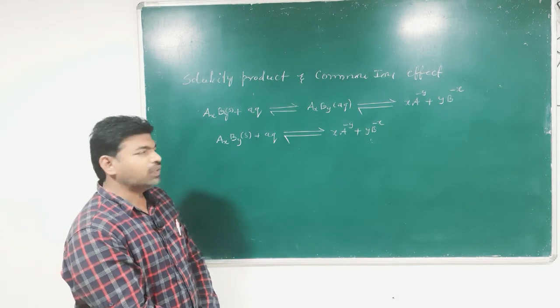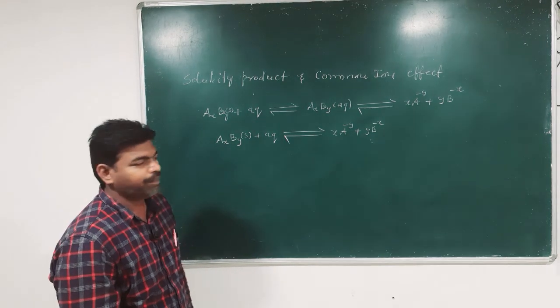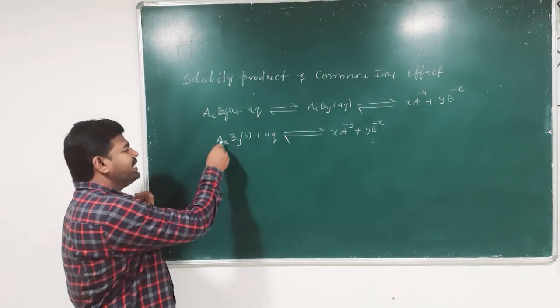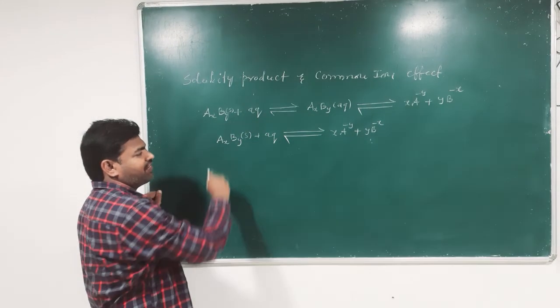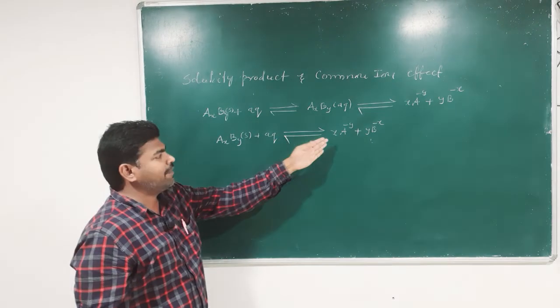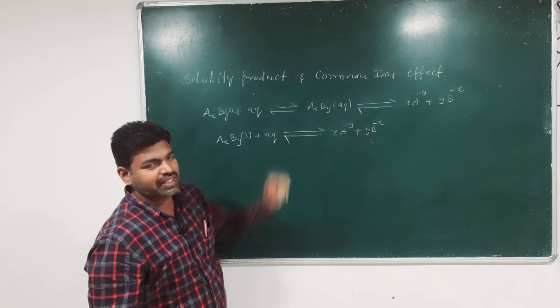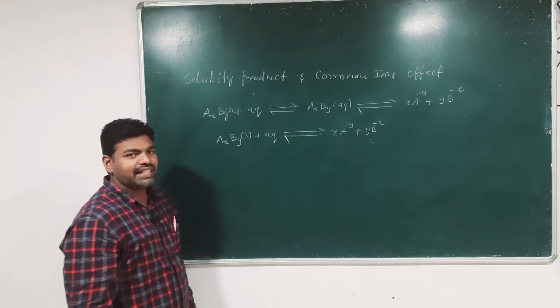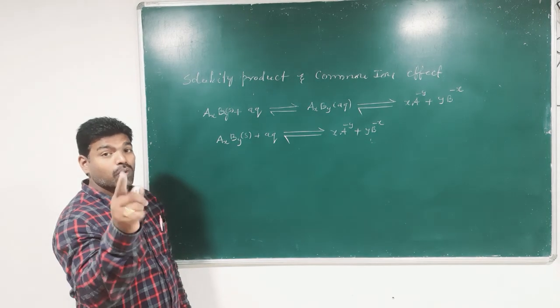Now, we shall go for the mathematical derivation of the solubility product. AxBy is a salt or electrolyte dissolved in aqueous media, and it dissociates as x moles of A to the power y+ and y moles of B to the power x-. Let us consider the solubility of this salt is S moles per liter.